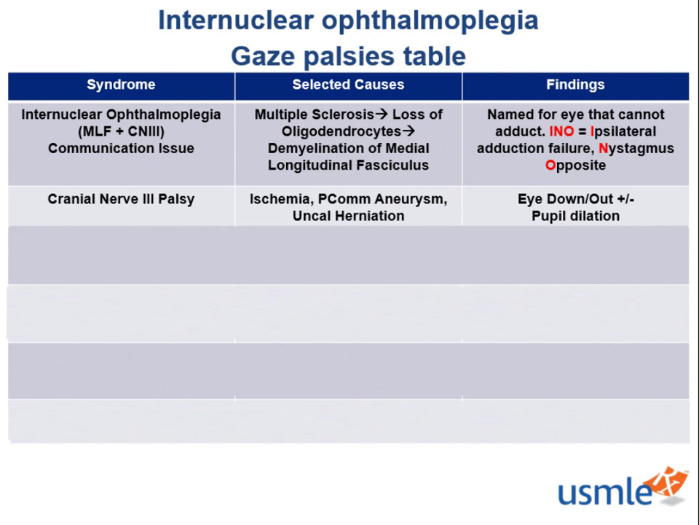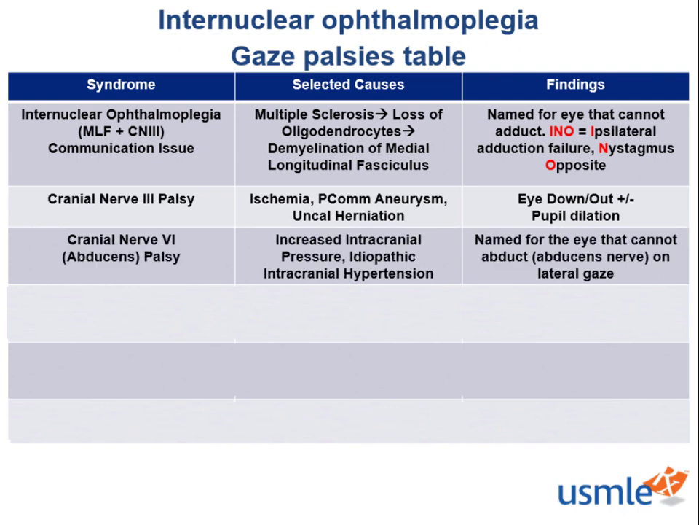Next, we didn't cover this in great detail, but I do not want you to confuse a cranial nerve 3 palsy with an INO, as an INO is characterized by MLF and cranial nerve 3 communication dysfunction due to MLF damage. A cranial nerve 3 palsy is often listed as a distractor in answer choices to confuse you. Just know that a cranial nerve 3 palsy can be caused by ischemia, a posterior communicating artery aneurysm, and uncal herniation, among other things, and results in an eye that is down and out with or without pupillary dilation. Please see my video on pupillary dilation for these details.